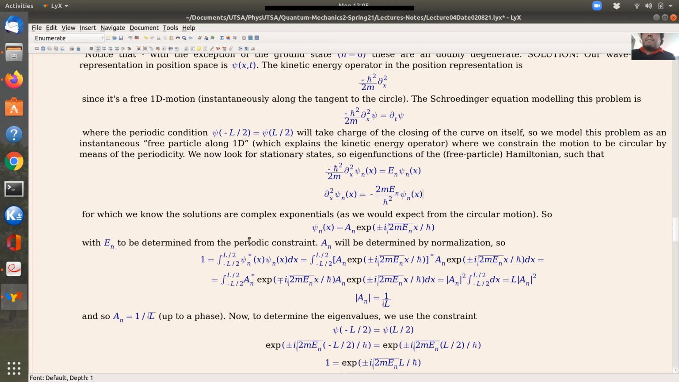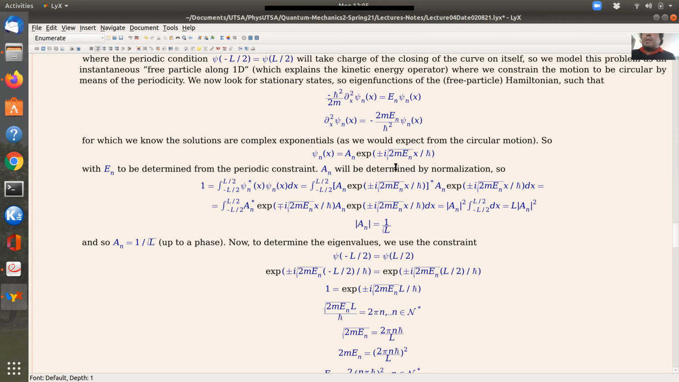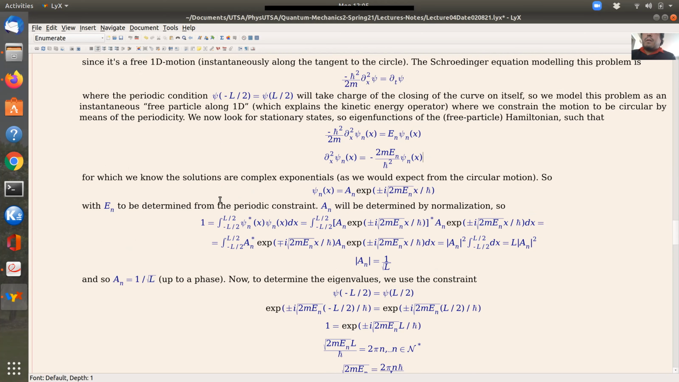Actually, well, before we do that, we will find this coefficient by normalization because that's quite easy to do. So we know that the norm of our wave function should be 1, or norm squared if you want. So if we calculate the norm squared, we would have the integral over the domain from minus L over 2 to L over 2 of psi n conjugate times psi n integrated over x. So if we plug in, we'll have the conjugate of the function times the function.